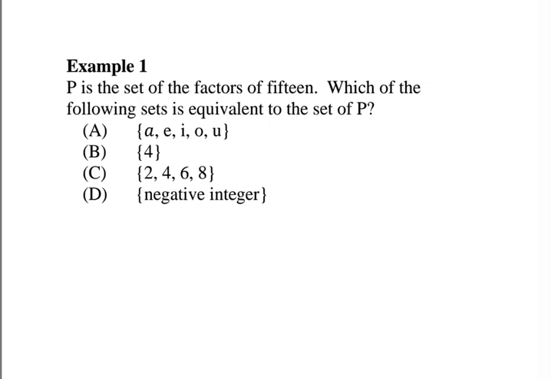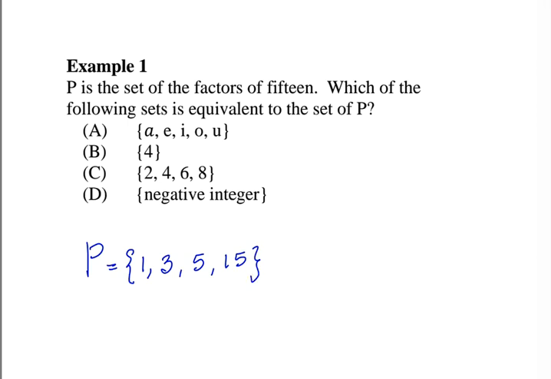All right, here's an example. Example 1: P is the set of factors of 15. Which of the following sets is equivalent to the set P? All right, so let's list the elements of the set P. So P is the set of factors of 15. So factors of 15 would be all numbers that can go into 15 without leaving a remainder. So 1, 3, 5, and 15 are elements of the set P.